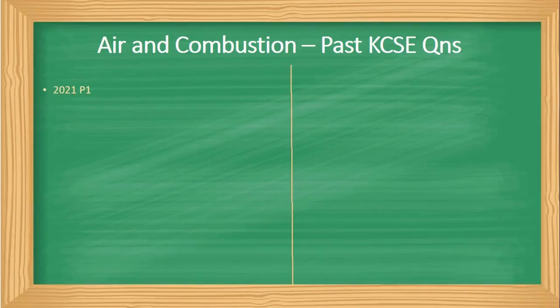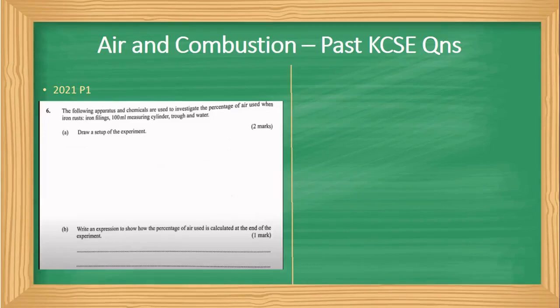Maybe the final thing we can look at is sample questions that have come in the KCSE in the past from this topic. I want you students to look at them, then finally we'll go through them together and look at the answers together. But for now, you can see in the 2021 paper 1 chemistry KCSE, we are given some apparatus there. There is iron filings, there is 100 milliliter measuring cylinder and trough and water, and you are told to draw a setup to investigate the percentage of air used when rusting.